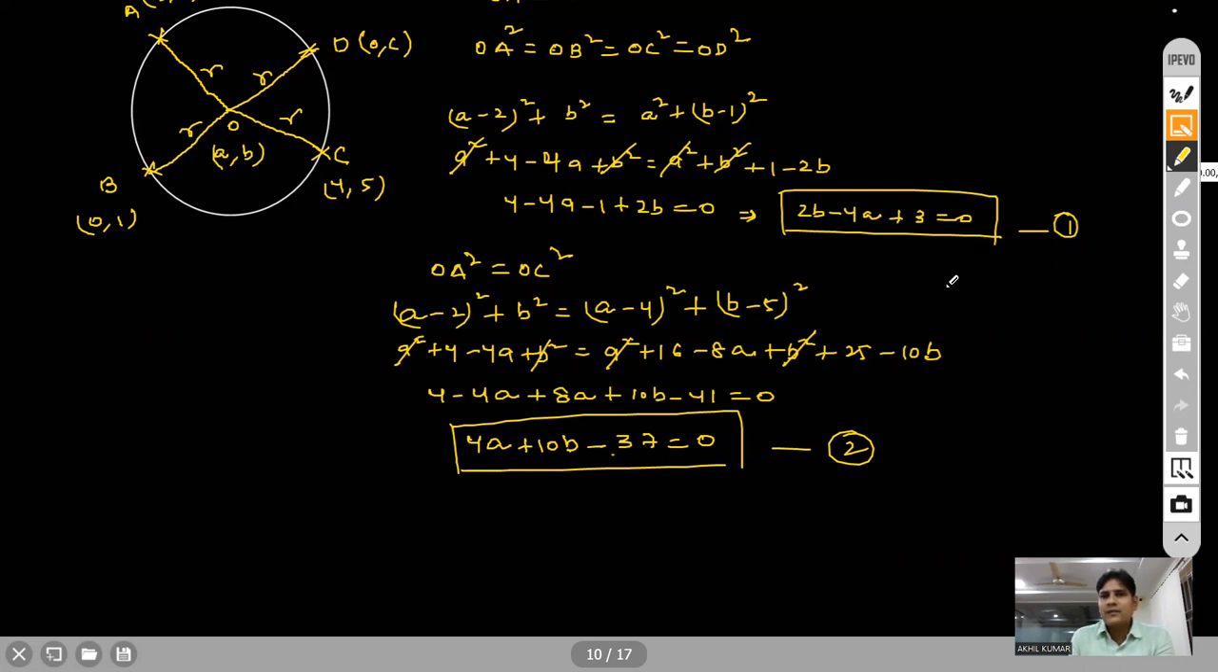So if I add both these equations, this 4A term will be cancelled. So it will be 2B plus 10B. That will be 12B, right? 12B minus 34 is equal to 0. So B will be 34 by 12. So that will be 17 by 6, right? B will be equal to 17 by 6.